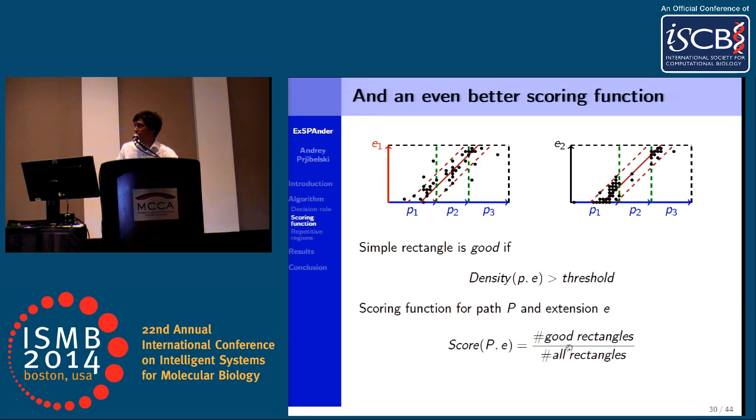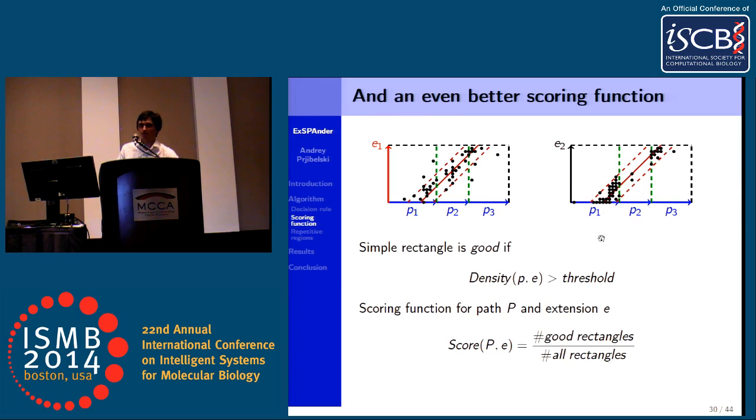Let's consider each rectangle separately. We say that a simple rectangle, for example P1, E1, is good if its density exceeds some predefined threshold. And we can define a new scoring function, which is actually the number of good rectangles relative to the number of all rectangles. So for correct extension, we have all three rectangles which are good. So the score will be 1. And here we'll have score only 2/3 because the middle rectangle is bad.